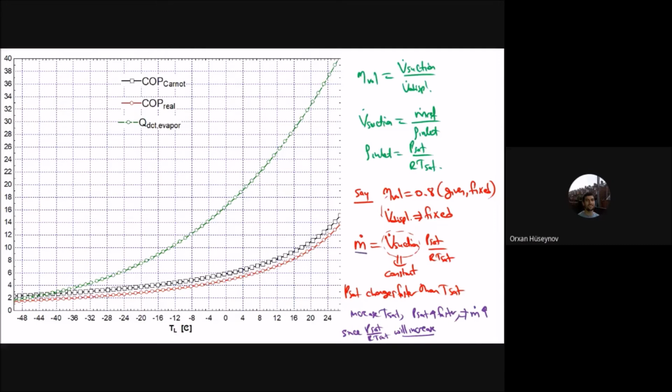And therefore, if I increase the saturation temperature at inlet, you can see that the cooling capacity increases. Why does it increase? Because the cooling capacity is proportional to the mass flow rate of refrigerant.